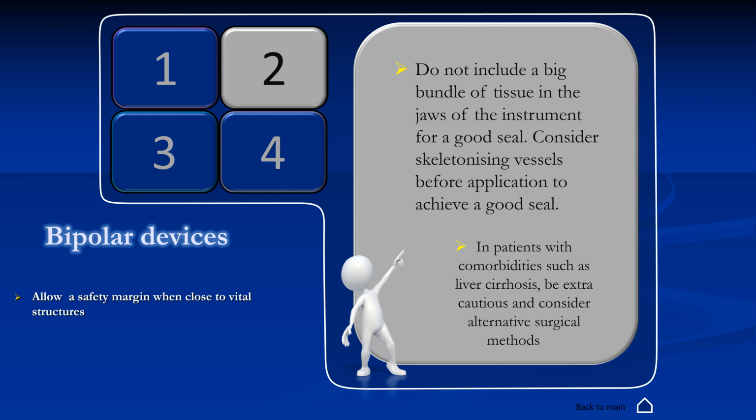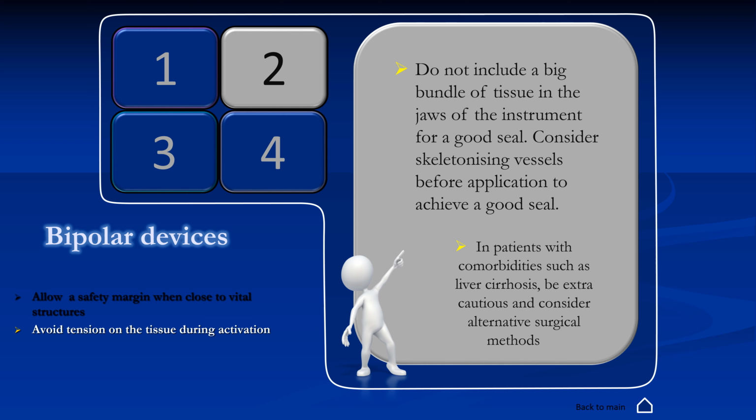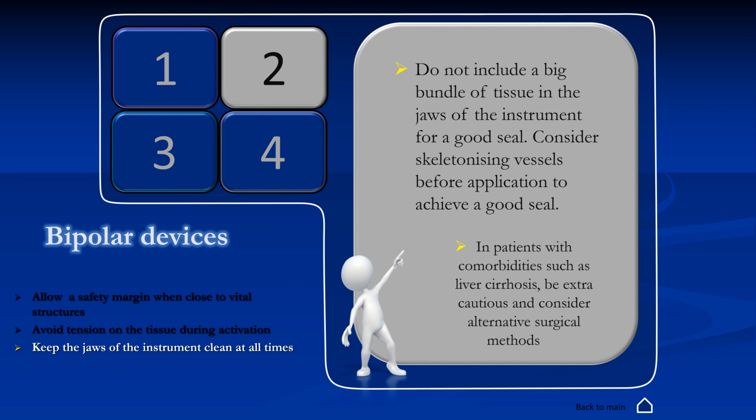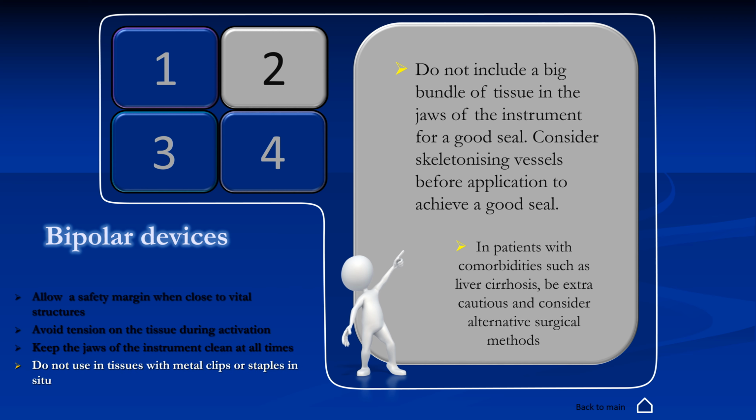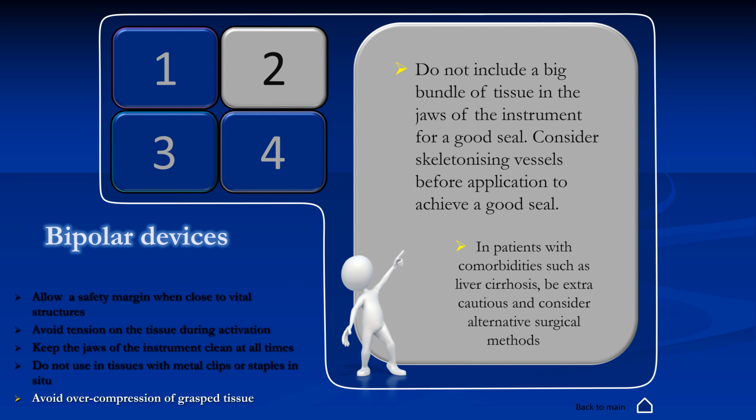In bipolar, allow a safety margin when close to vital structures. Avoid tension on the tissue during activation. Keep the jaws of the instrument clean all the time. Don't use in tissue with metal clips or staples in situ. Avoid overcompression of the grasped tissue. Don't include a big bundle of tissue in the jaws of the instrument, for a good seal. Consider skeletonizing the vessels before application to achieve a good seal.